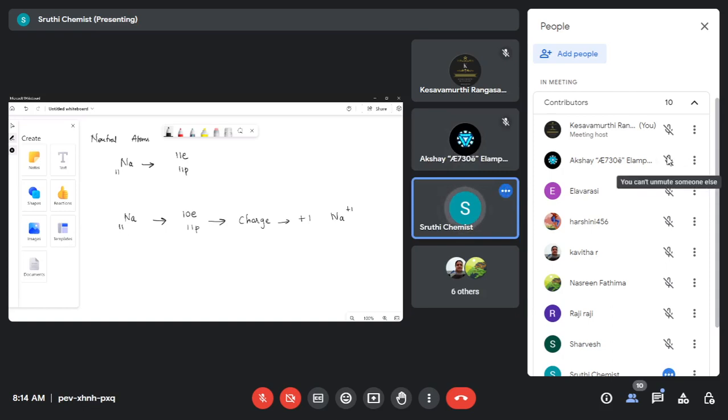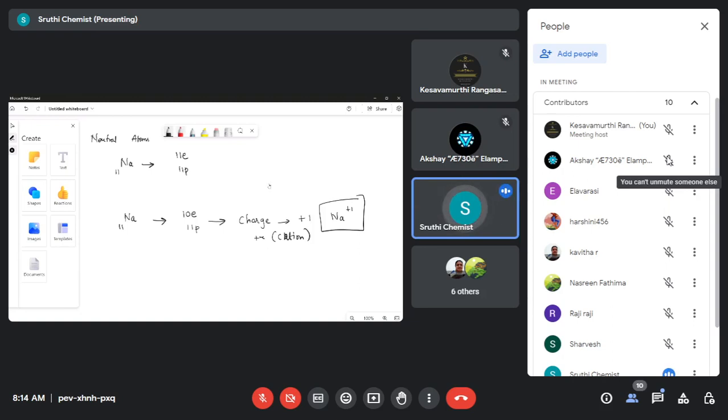Whenever an atom loses its electron, it forms a cation, which is a positively charged particle, right? So positively charged means cation. Okay, a cation is a positively charged particle. Na plus 1. Okay. Why is it Na plus 1?